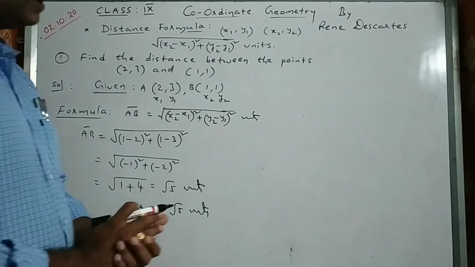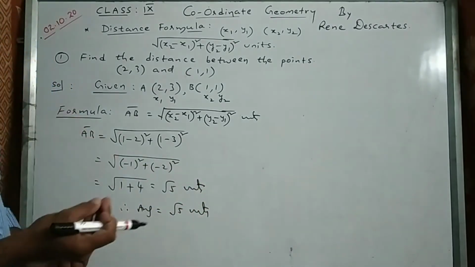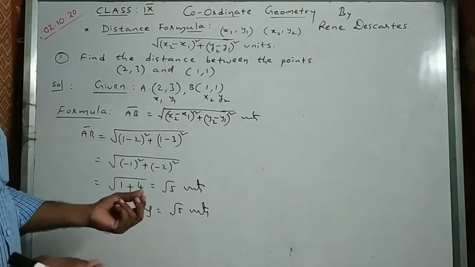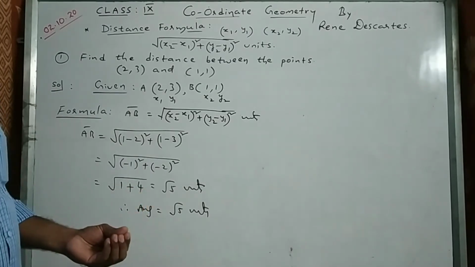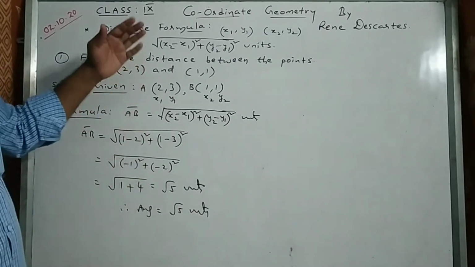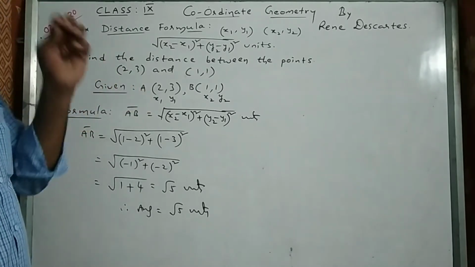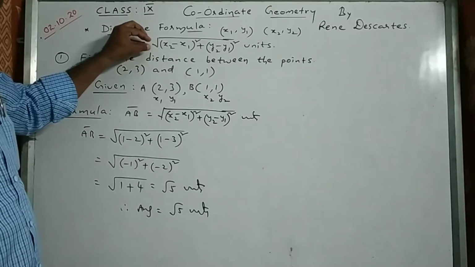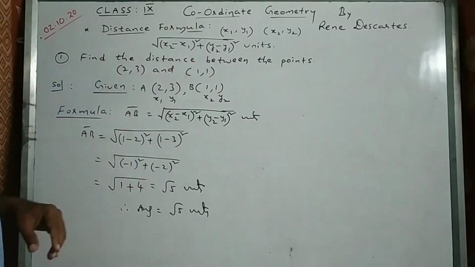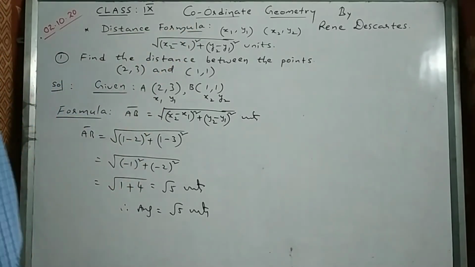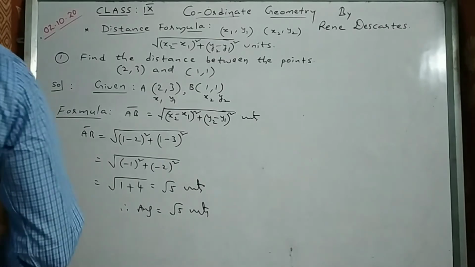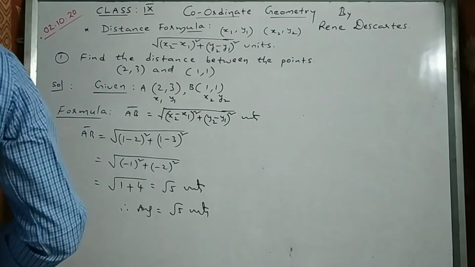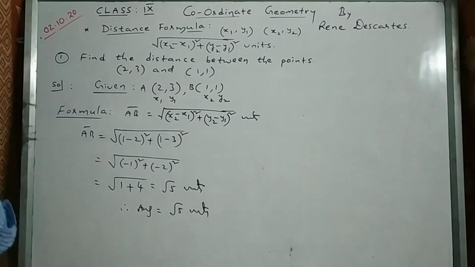Usually we use a tape, scale or thread to find the distance between 2 points. But in the coordinate system we have one particular formula. The formula is this: square root of x2 minus x1 whole square plus y2 minus y1 whole square. Okay, we will see one more.